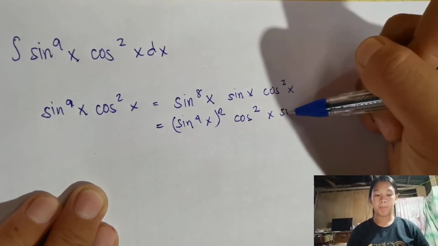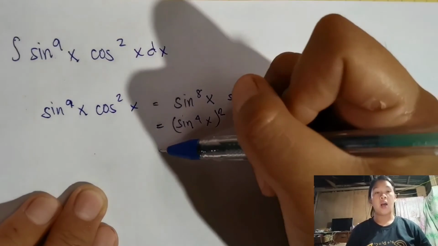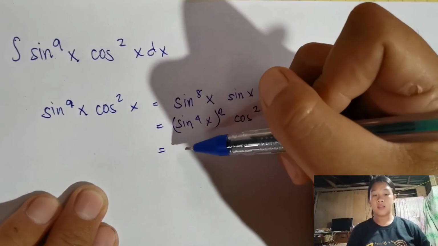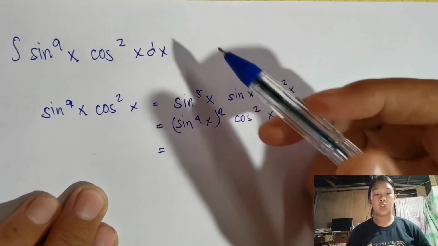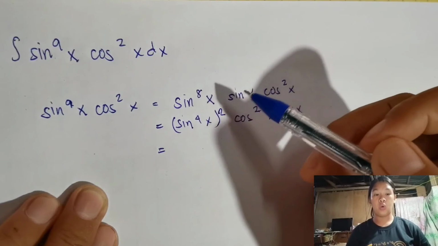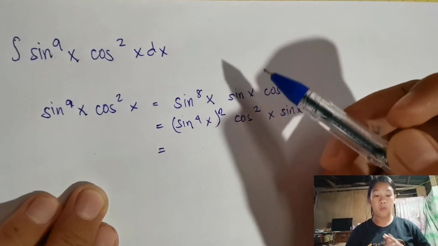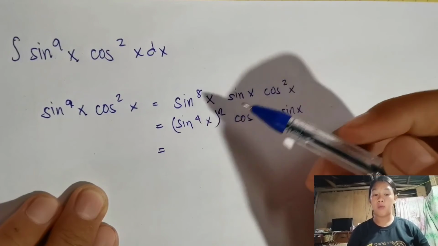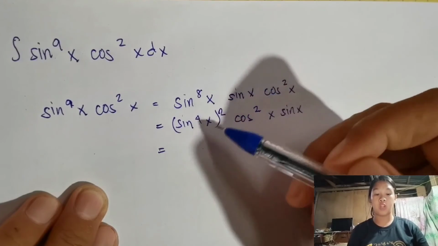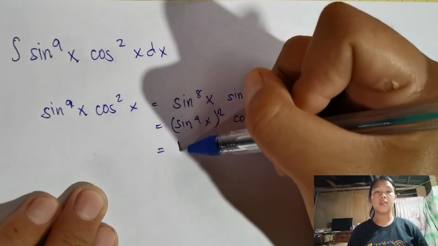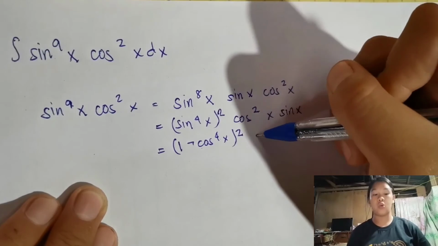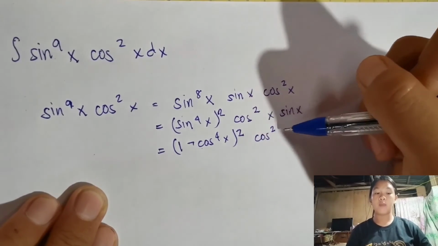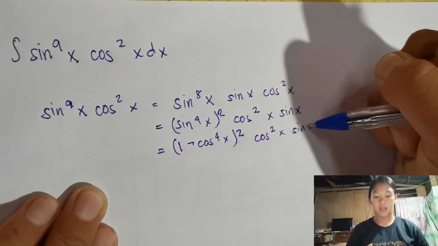Then, as the case says a while ago, we change the remaining sine into cosine. So sine raised to the power of 4x squared becomes 1 minus cosine raised to the power of 4x squared, times cosine squared x sine x.